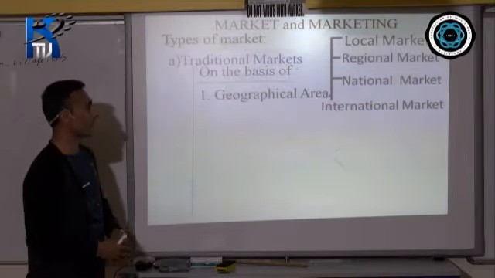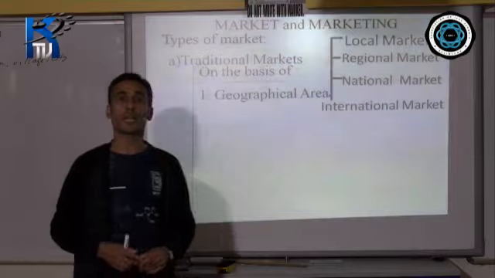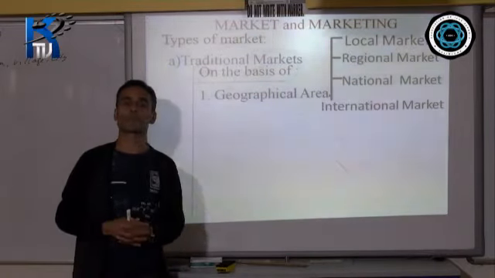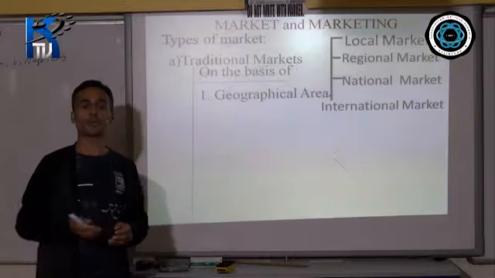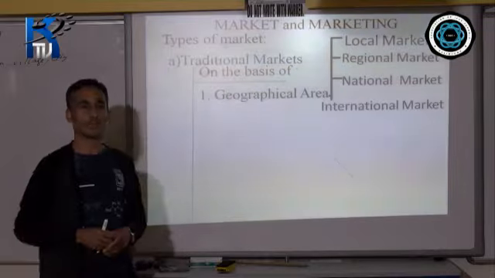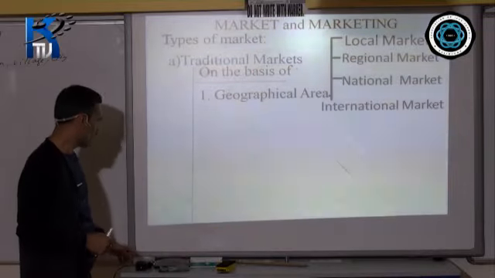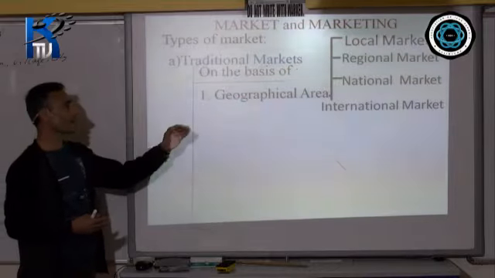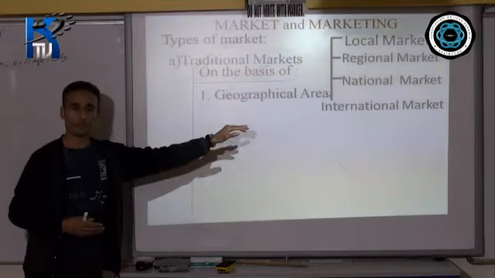And another type of market you have is the international market, where you have the buyers and sellers from different countries. You're catering to the needs of not only your country, but also to the needs of the other countries. So that's all about geography. That's all about traditional market categorized on the basis of geographical area.